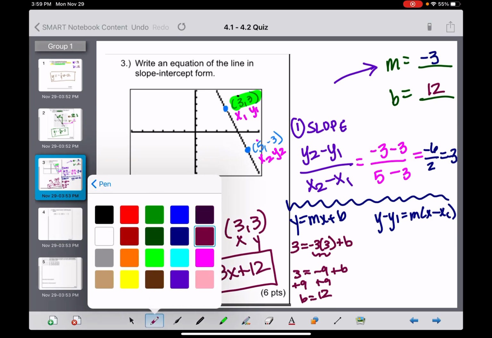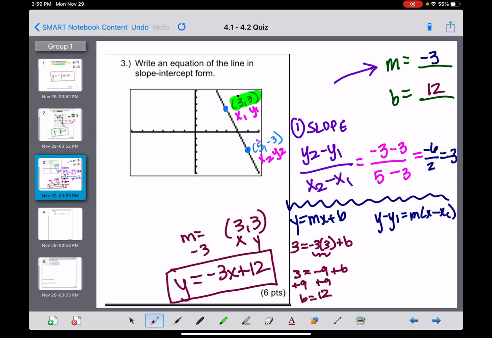If you prefer point slope, we'll have y minus 3 equals negative 3 times x minus 3. We distribute this through, so we get negative 3x plus 9. Then to isolate y, we add 3 to both sides. Still get that final line of negative 3x plus 12.